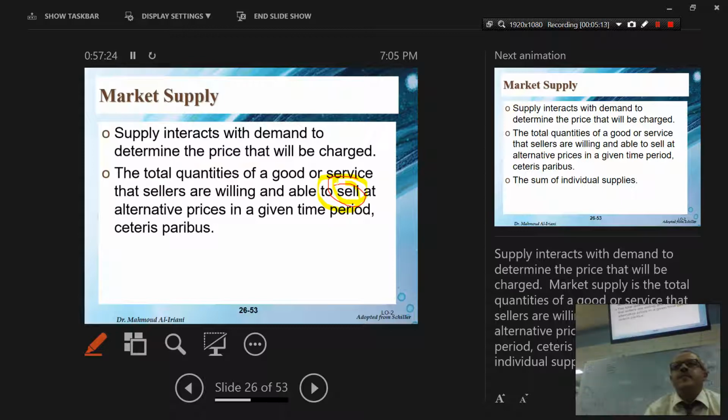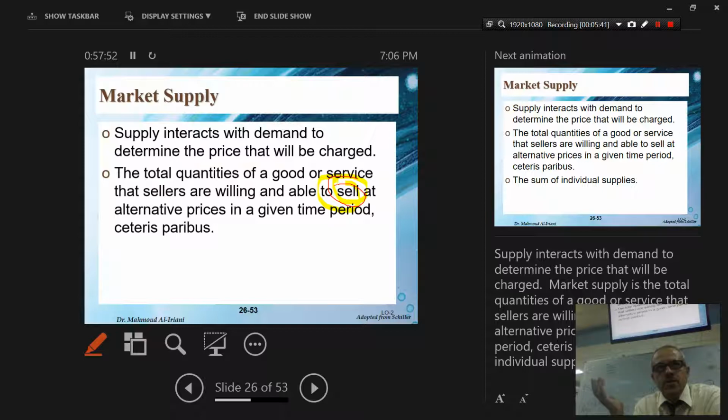Go ahead. Why do we say alternative prices? Because it shows you at each price how much people are willing to supply. Do you see? For example, if you look at that example here on the board, if the price is $1, maybe the quantity supplied is 1. If the price is 5, we can do 5. If the price is 10, we can do 10. So it shows you alternative prices.